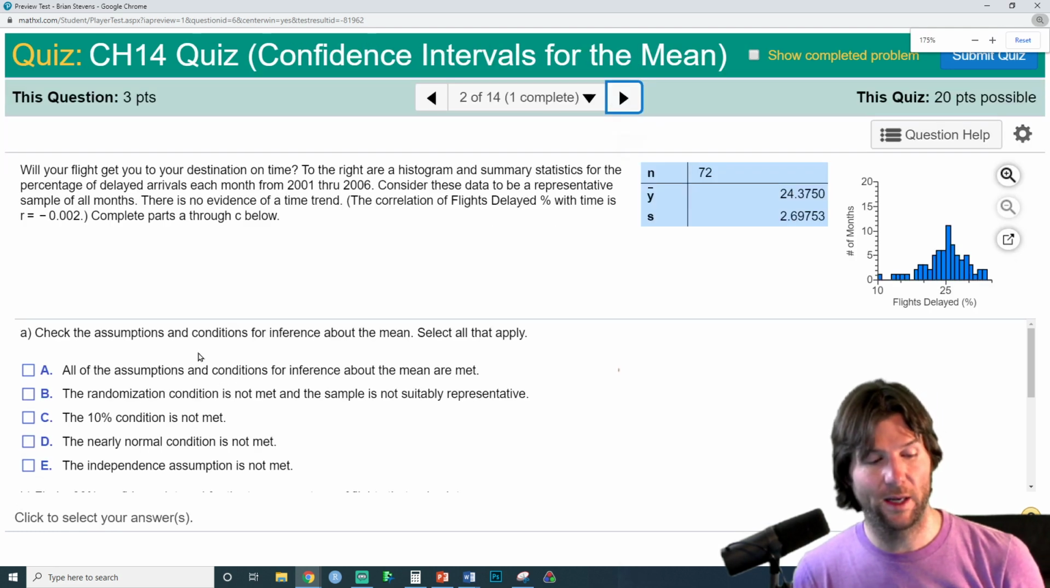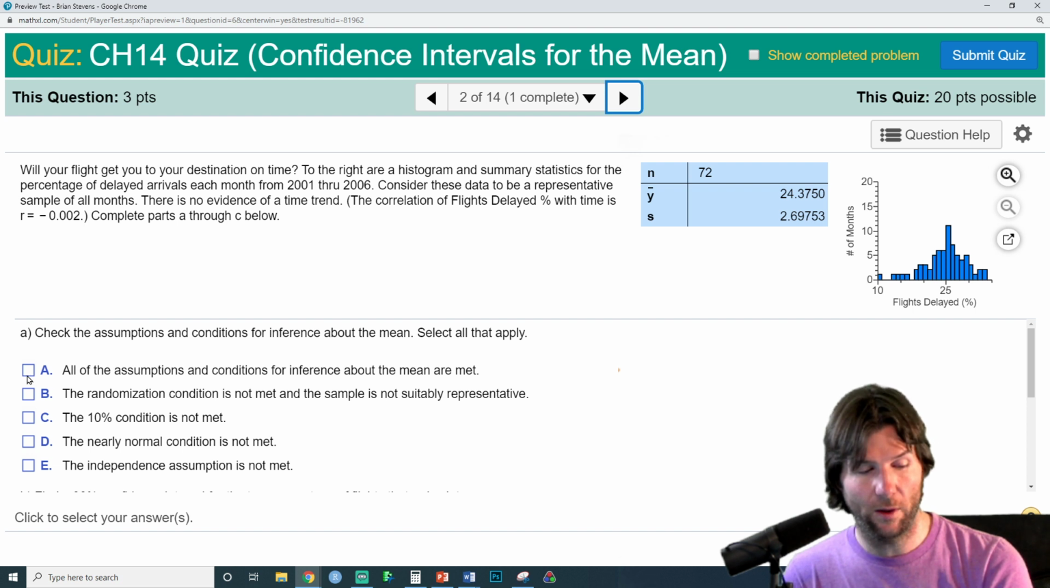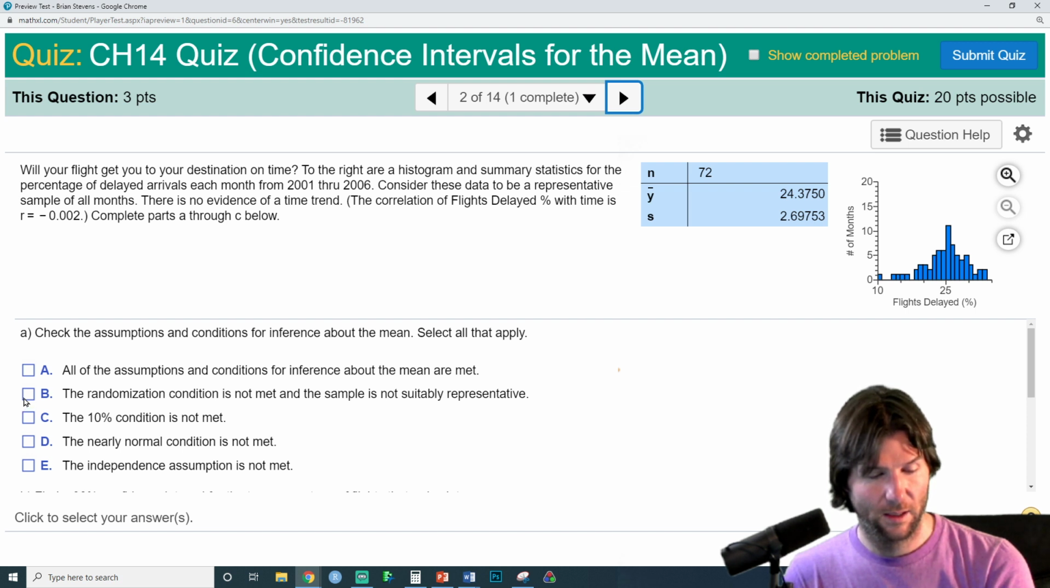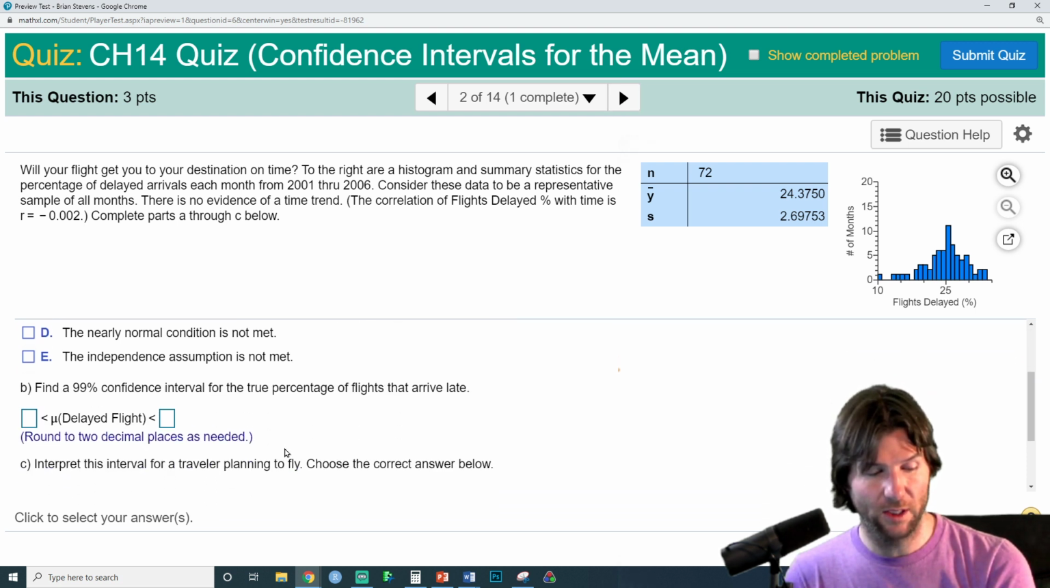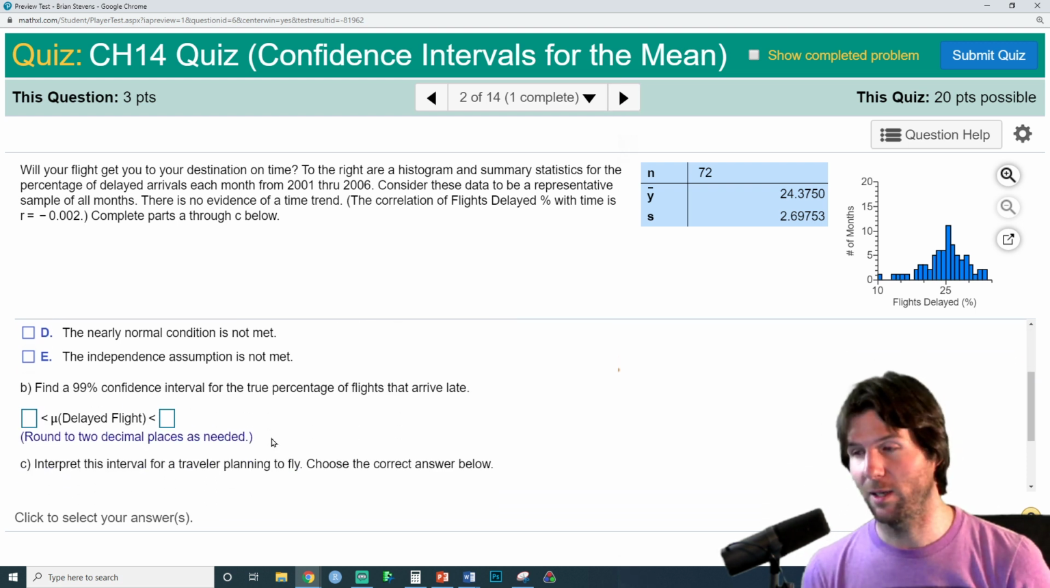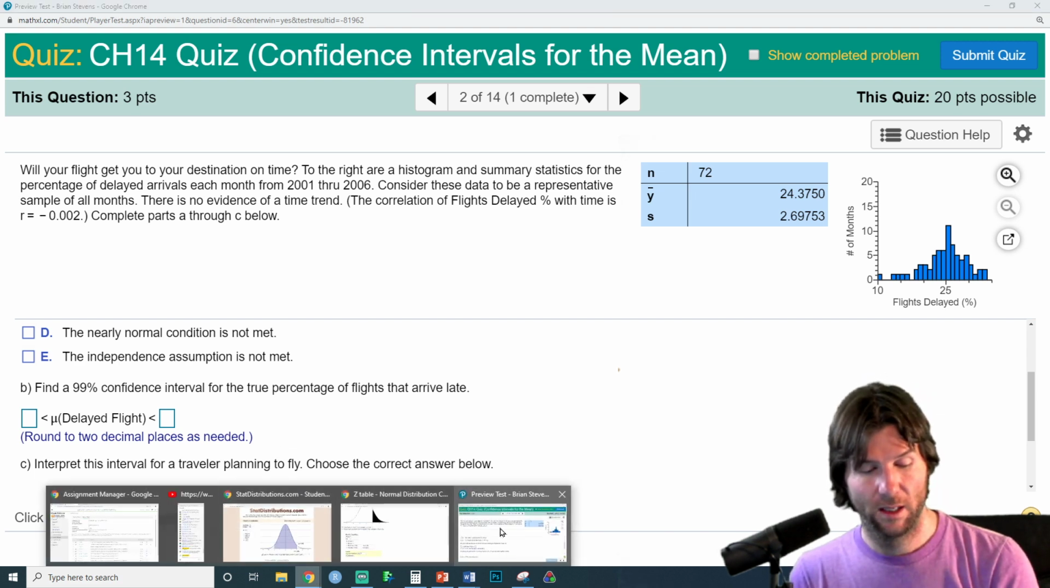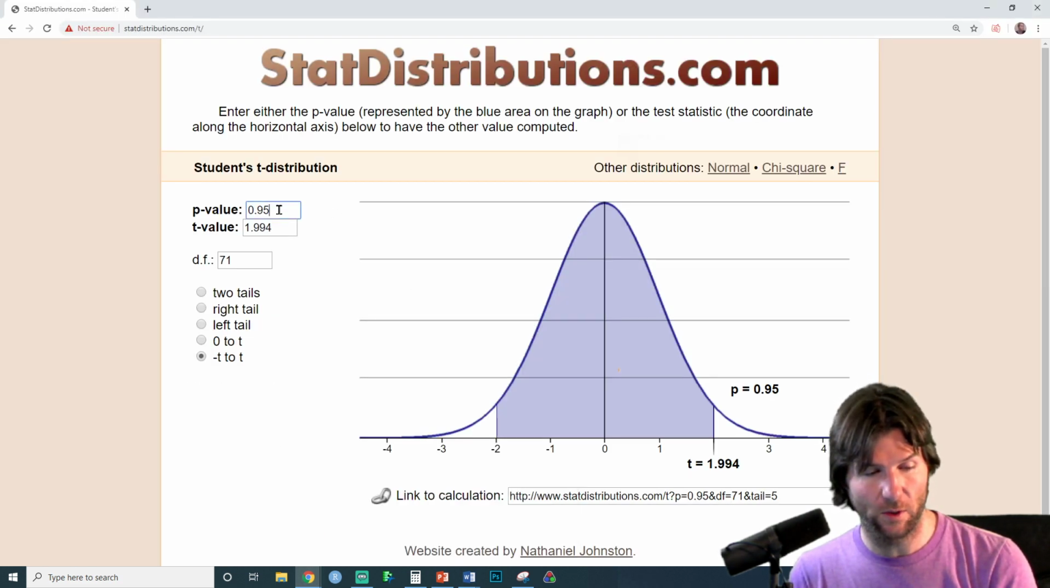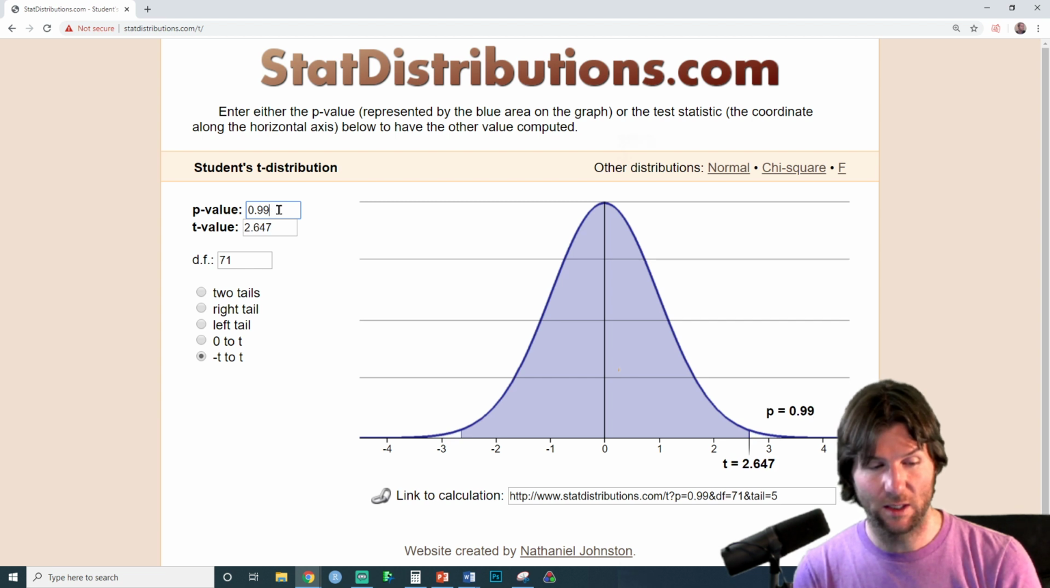Let's check the conditions right here. So we will assume that all the conditions are met. Let's see here. No, they are random. The 10% condition is not met. Oh, no, they're all met. So all the conditions are met. And 99%. I was wrong. I should not have assumed. They want a 99% confidence interval, which means I need to change this to 99.